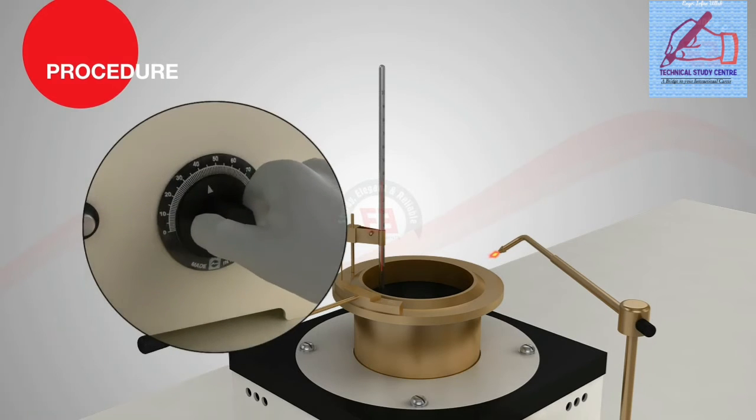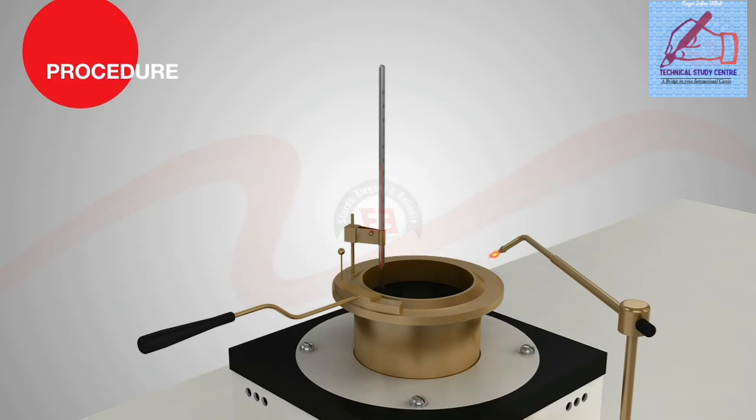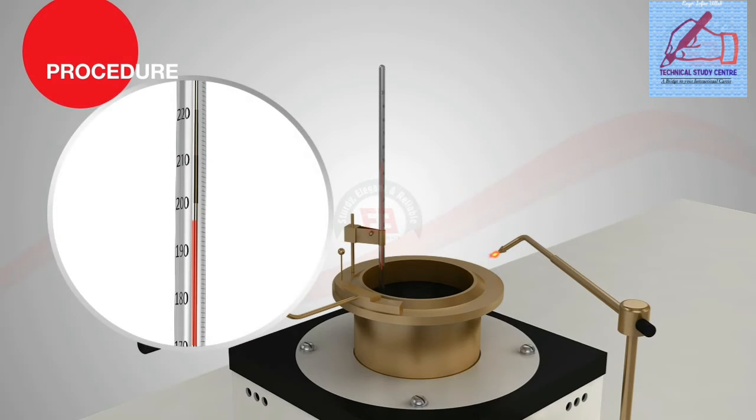decrease the heat so that rate of rise of temperature during the last 28 degrees Celsius before the flash point is 5 to 6 degrees Celsius per minute. Apply the test flame when the temperature of the test specimen is approximately 28 degrees Celsius below the expected flash point.